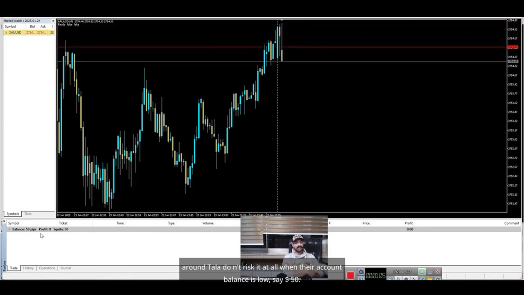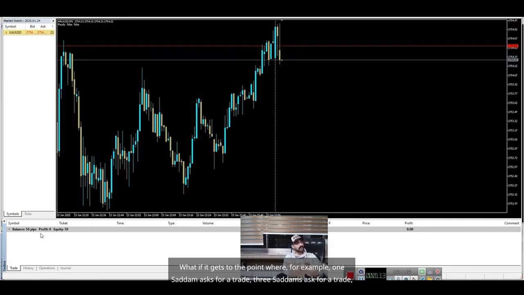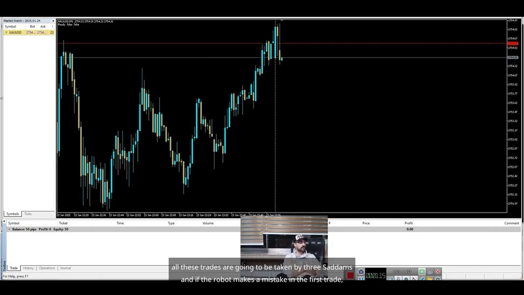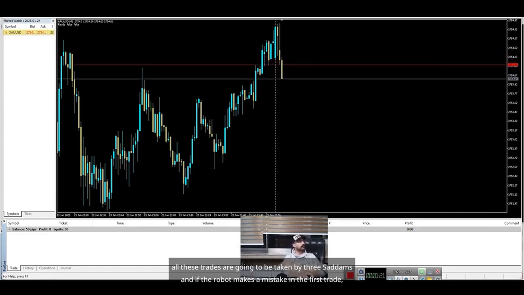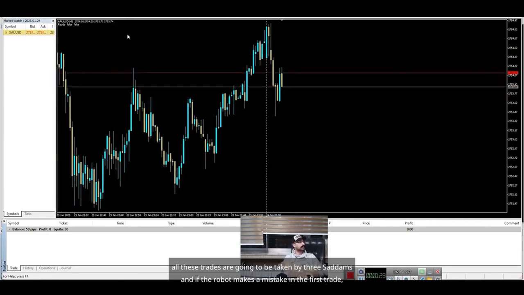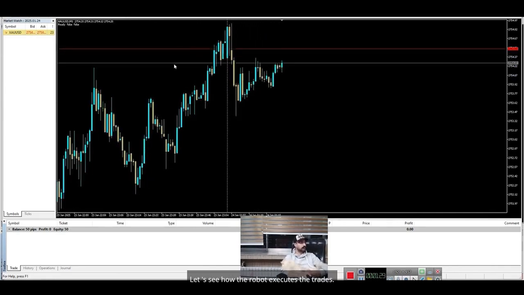Say $50. What if it gets to the point where, for example, one lot asks for a trade, three lots ask for a trade, all these trades are going to be taken with three lots, and if the robot makes a mistake in the first trade, it will calculate and count that mistake. Let's see how the robot executes the trades. I'll increase its speed.